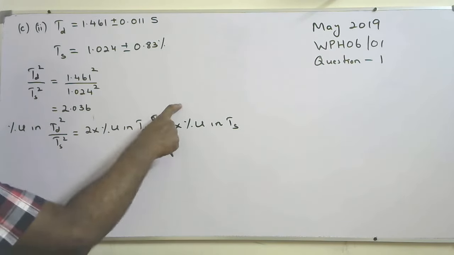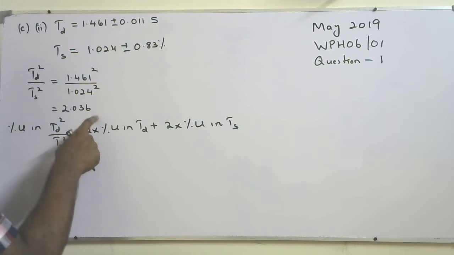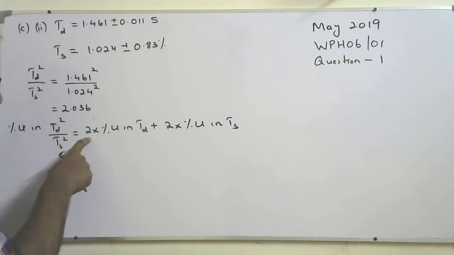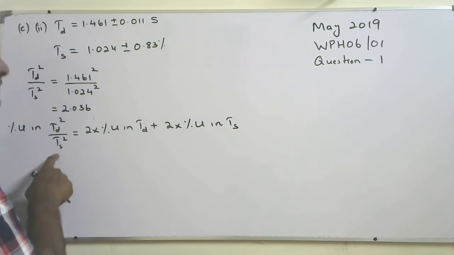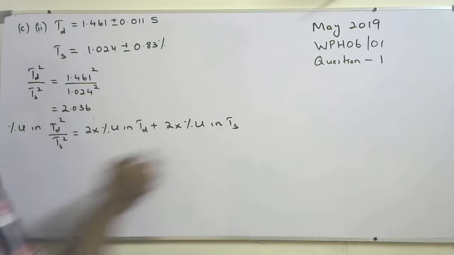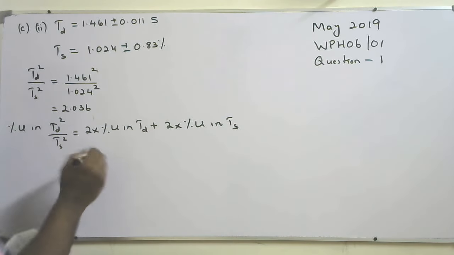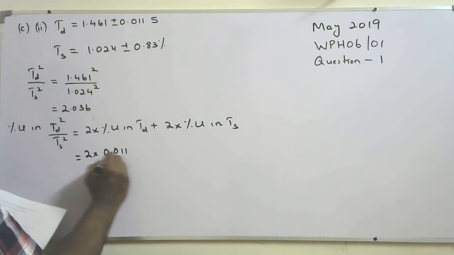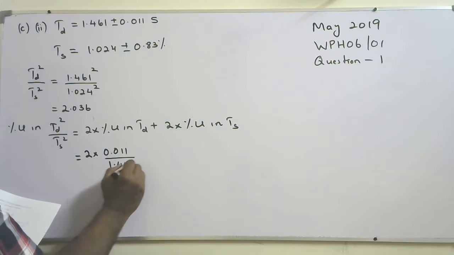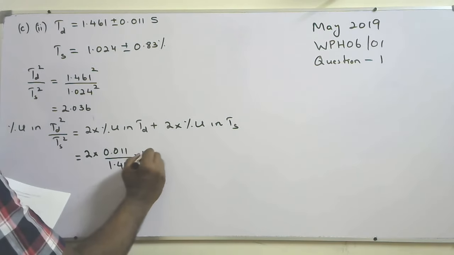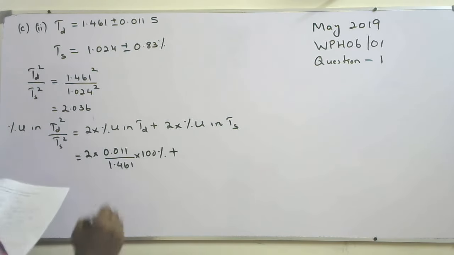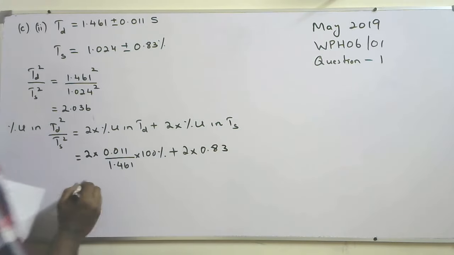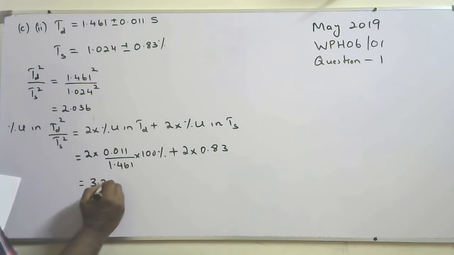I can write here if you want. Percentage uncertainty in Td squared plus percentage uncertainty in Ts squared. Percentage uncertainty in Td squared is 2 times percentage uncertainty in Td. Percentage uncertainty in Ts squared is 2 times percentage uncertainty in Ts. Now solve it. So that will be 2 times 0.011 divided by 1.461 into 100 plus 2 times, I already found the percentage uncertainty, 0.83. So that will be 3.2 percentage.